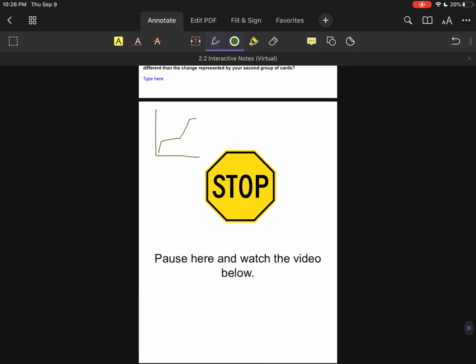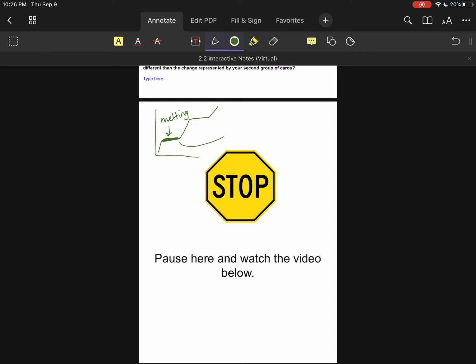So here's my heating curve, right? So right here, where I'm melting, remember we said that this line is flat because it's actually using the energy to break apart those molecules or to overcome those attractions between molecules.